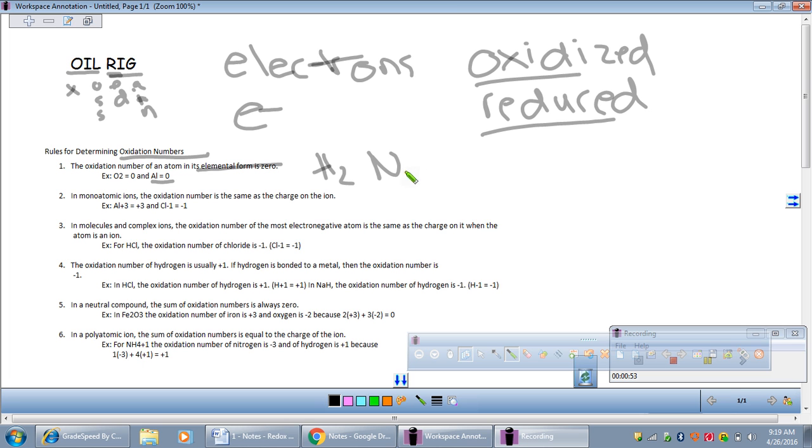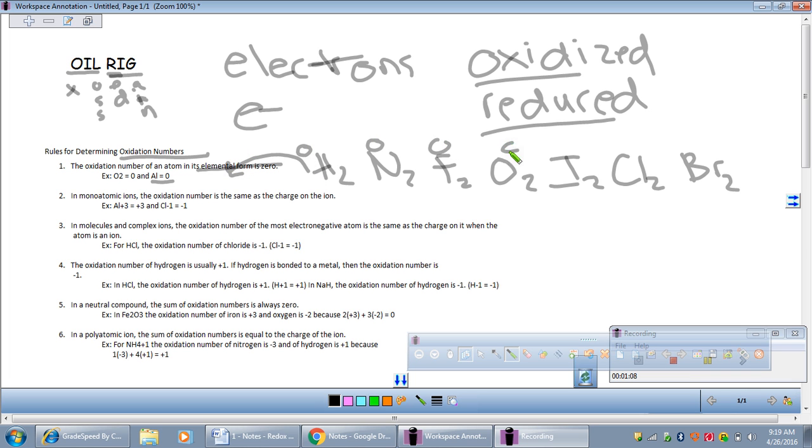Have no fear of ice cold beverages. So all of those, even though it says H2, N2, F2, those are still elemental forms, so they get an oxidation number of 0 as well. So either how it looks on the periodic table or one of these diatomics. If it's a monoatomic ion, meaning that it's an ion with only one element, the oxidation number is the same as the charge. Pretty easy.